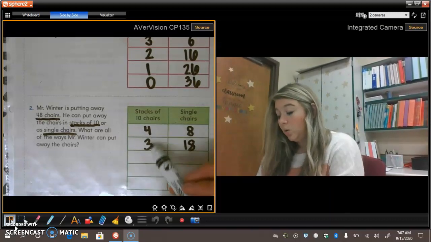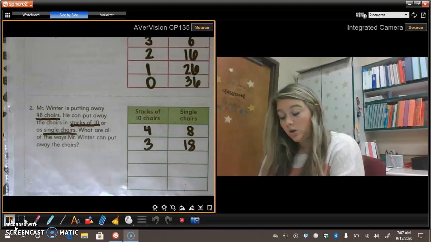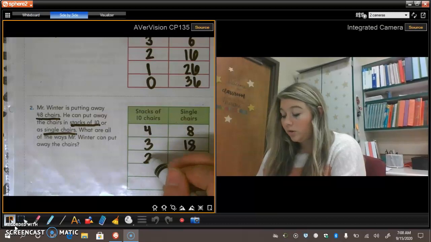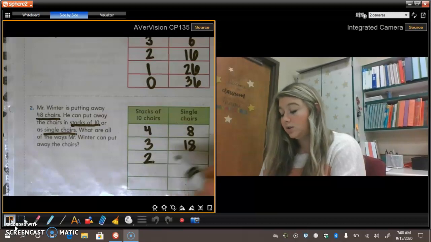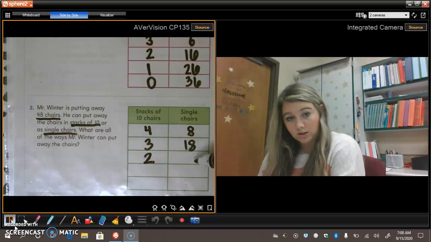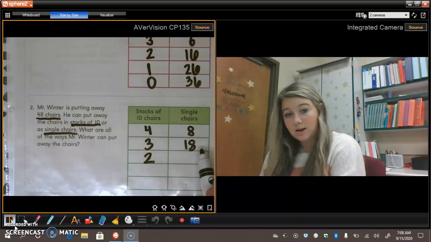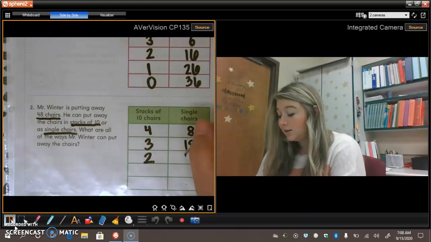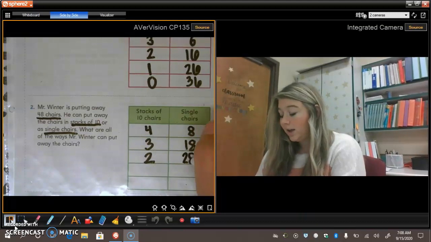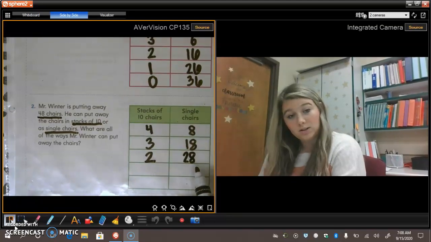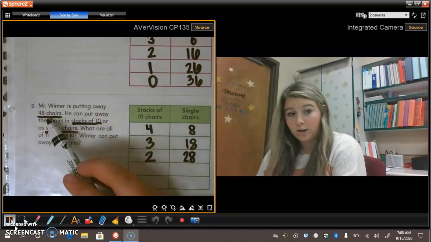Okay, do we see how this number is going down by 1 and this number is increasing by 10 because we're losing 1 stack of 10 chairs. So now if we lose another stack of 10 chairs and he only puts 2 stacks of 10 chairs away, how many single chairs is he going to need to put away? Think, we are losing 1 stack of 10, so this number should increase by 10, correct? So we have 28 single chairs because 20 plus 28 equals our grand total of 48.